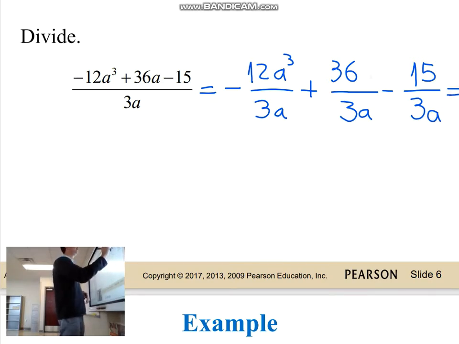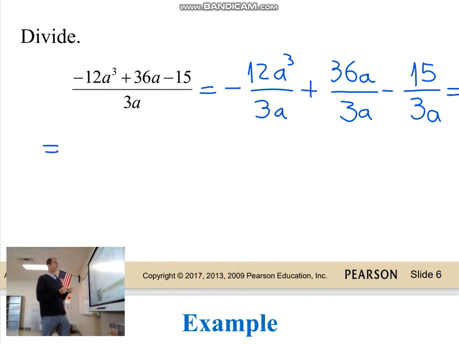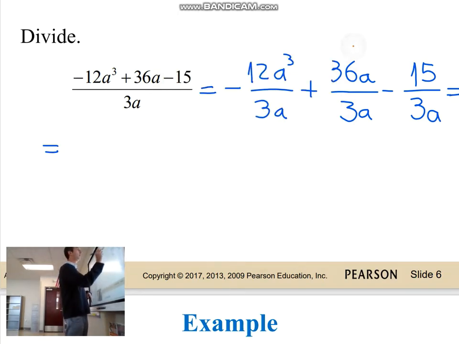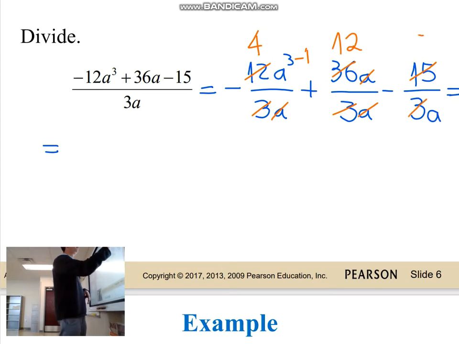And let me just fix this. This is an a. The next step is simplification. So we will simplify each expression. We have negative 12. We can simplify 12 with 3, and we're going to have 12 divided by 3, 4. We can simplify this a with a exponent 3, 3 minus 1. And let me see, what else can we simplify? 36 divided by 3, 12. A with a. And 15 divided by 3, 5.